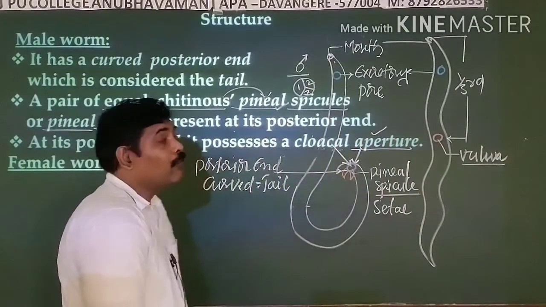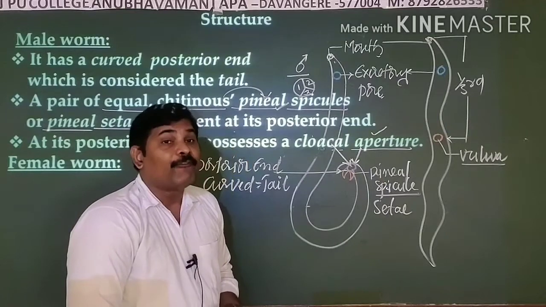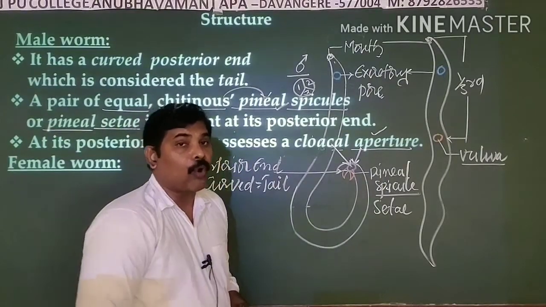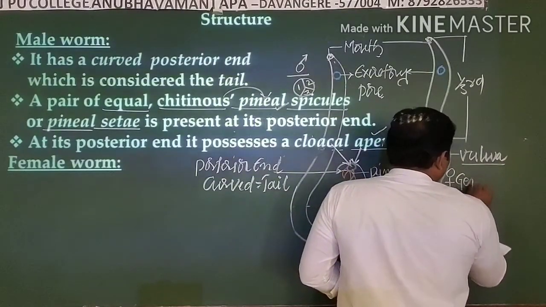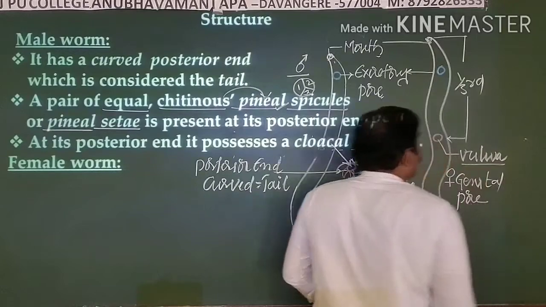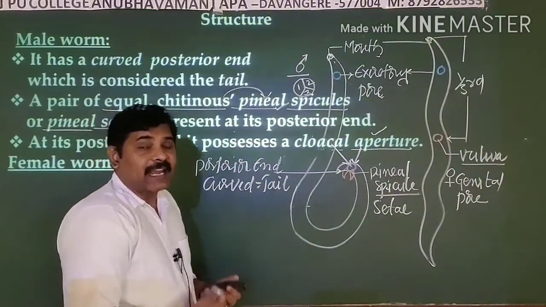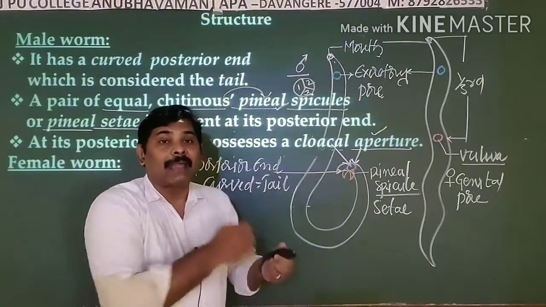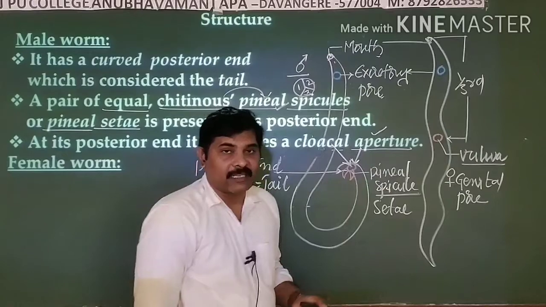It is known as the vulva, or in general we used to call it the female genital pore or aperture. What is its location? It is present mid-ventrally, at about 1/3 length from the mouth of this parasite.